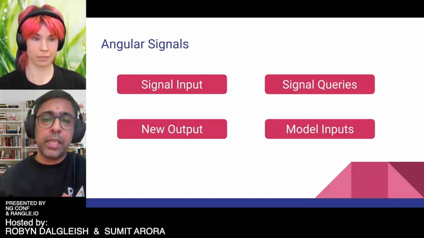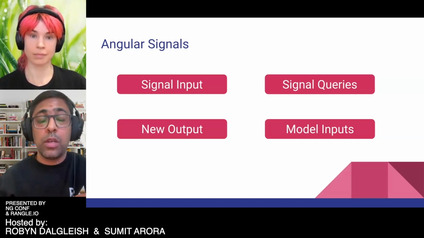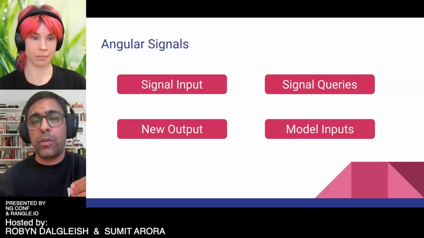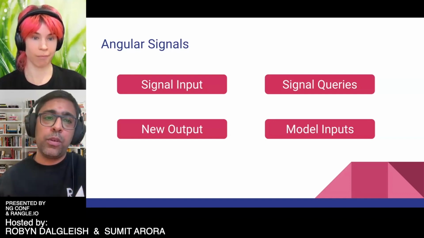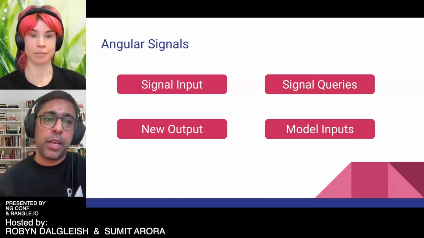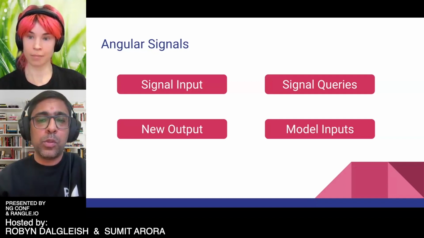Then they created signal queries, allowing you to query for your view components or child components when used within a component. For example, if you want to look for a view child or content children, you can use the signal queries. You don't have to rely on the @ViewChild decorator passing in all the properties itself, as well as the model inputs for two-way binding. So let's see those in action now.